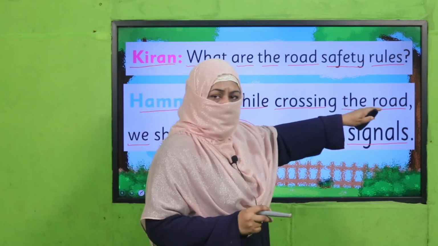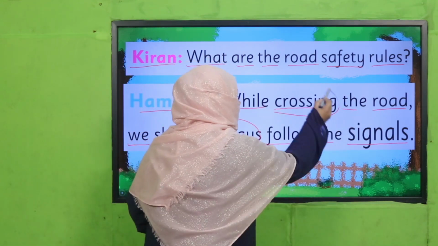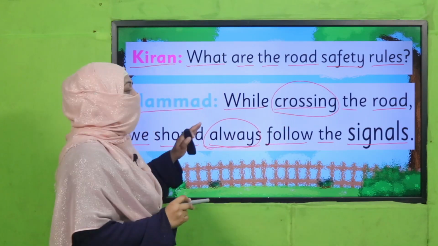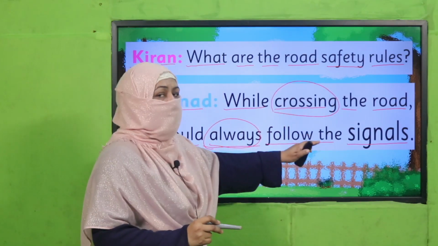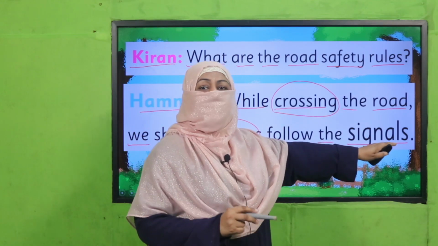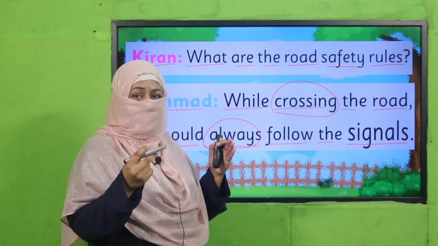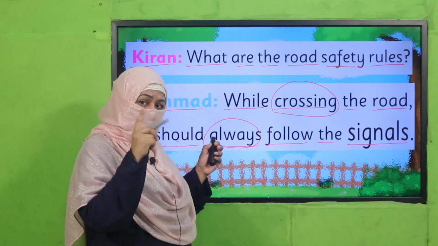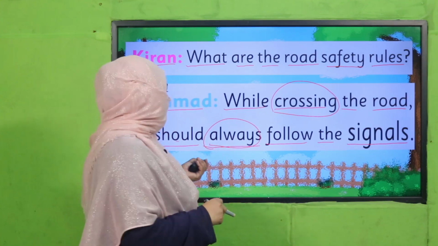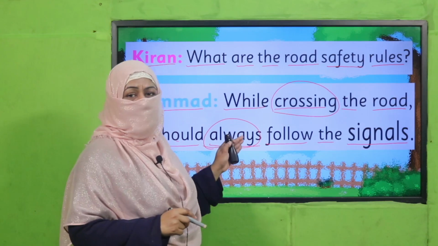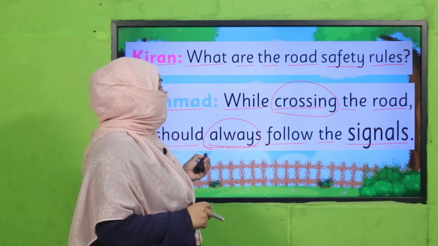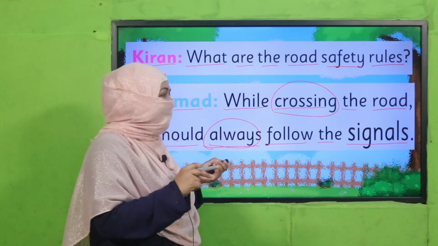While crossing the road, we should always follow the signals. This is how we read, so that the meaning is clear by our reading. Okay, so when you read, you should also follow the same rules. This is known as stress.